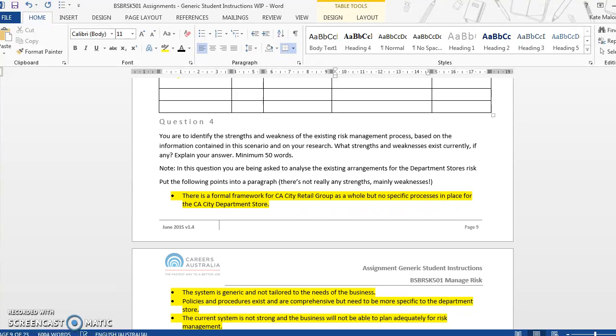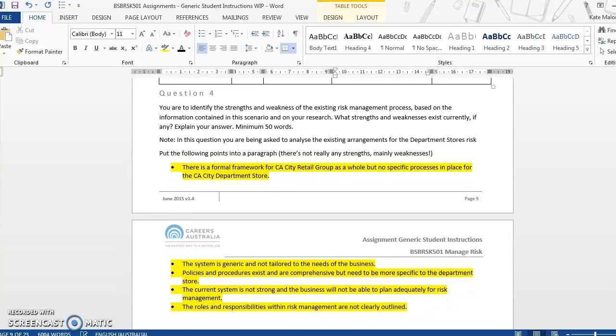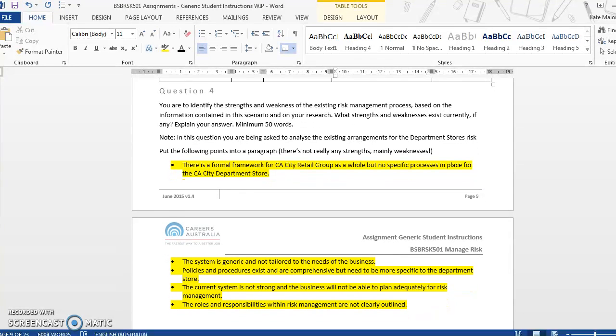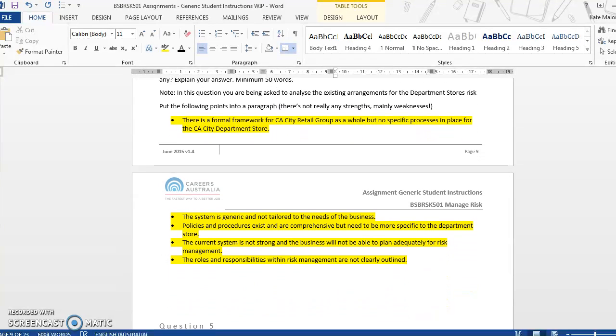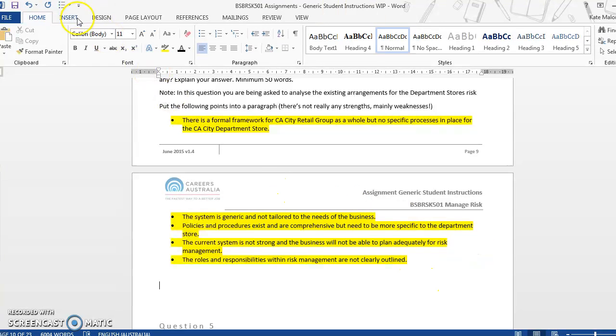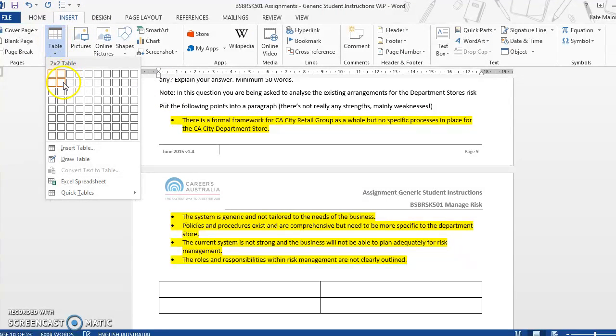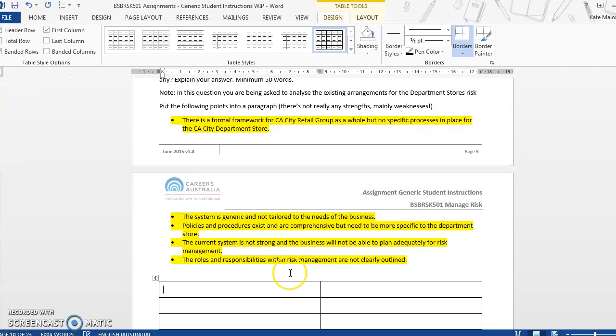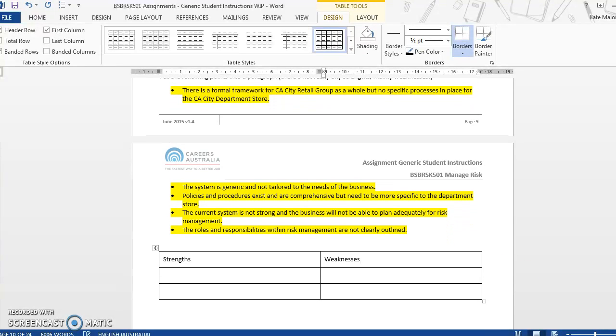Question 4, we needed to identify the strengths and weaknesses of the existing risk management process. So I've got some notes here. You can even put that into a table if you wanted to. So I'll just do up an example for you. You could do something like this, the strengths and weaknesses, and put it in that way, or you can write it in a sentence using these dot points, whichever way you want to go.